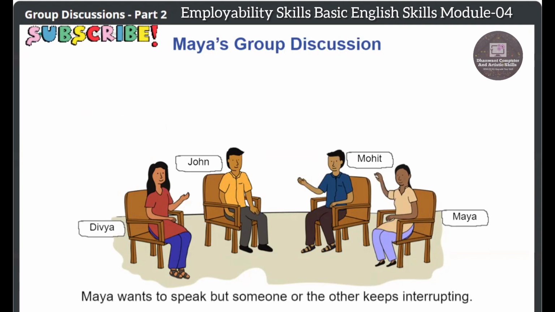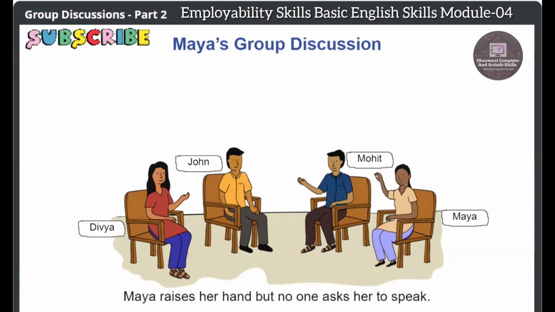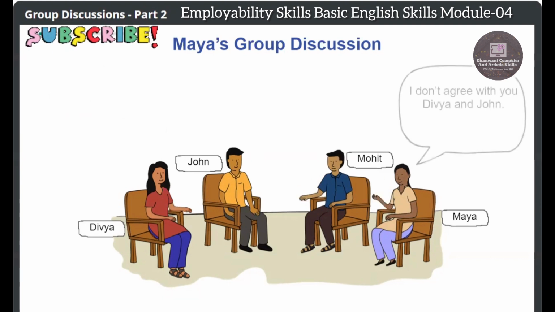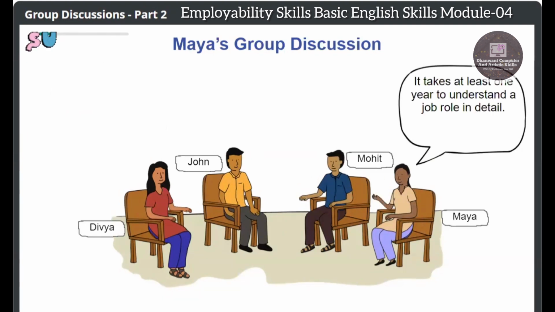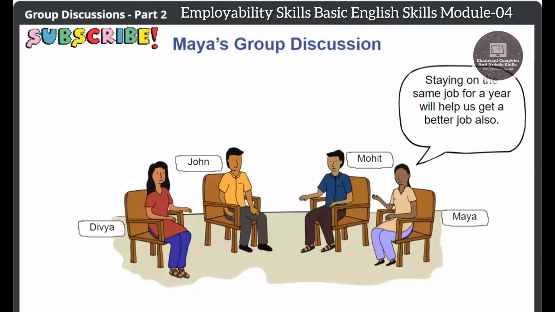Maya wants to speak, but someone or the other keeps interrupting. Maya raises her hand, but no one asks her to speak. I don't agree with you, Divya and John. It takes at least 1 year to understand a job role in detail. Staying on the same job for a year will help us get a better job also.